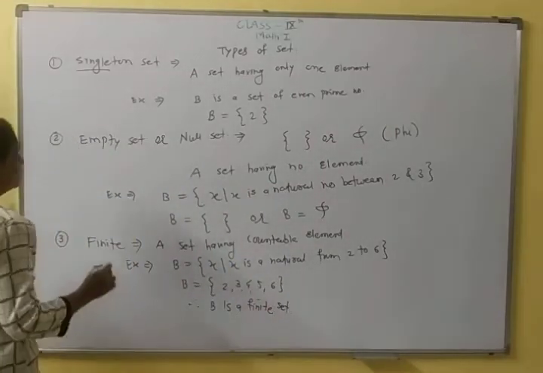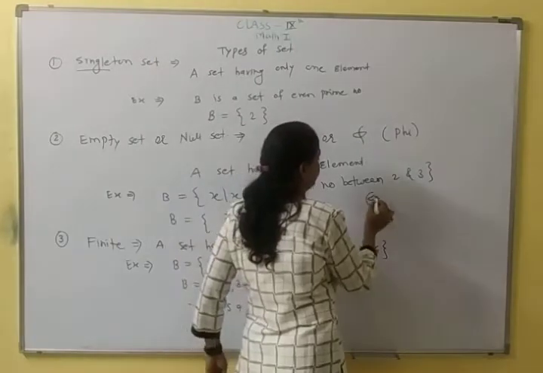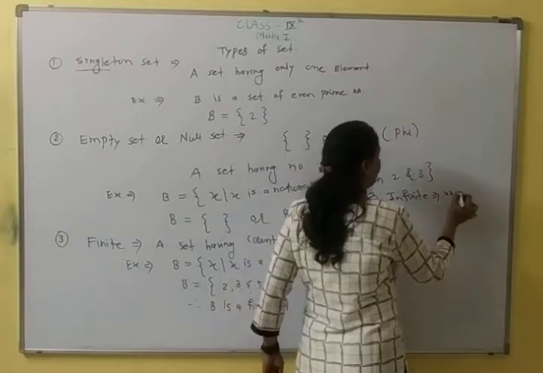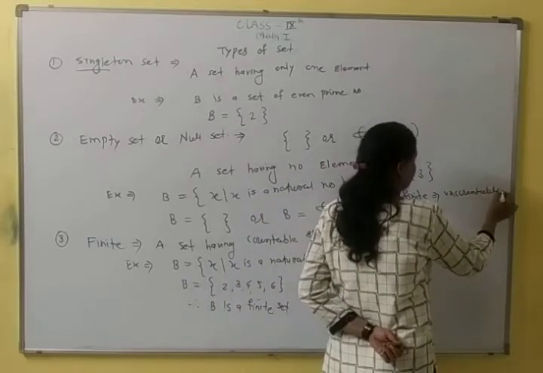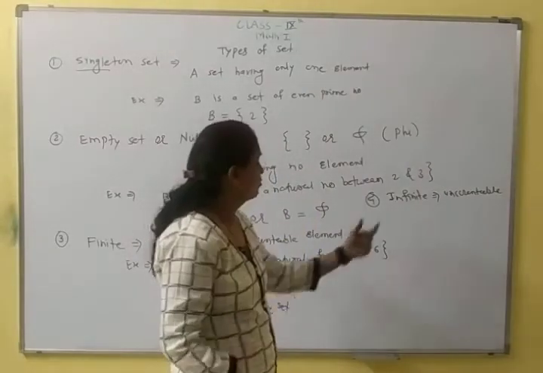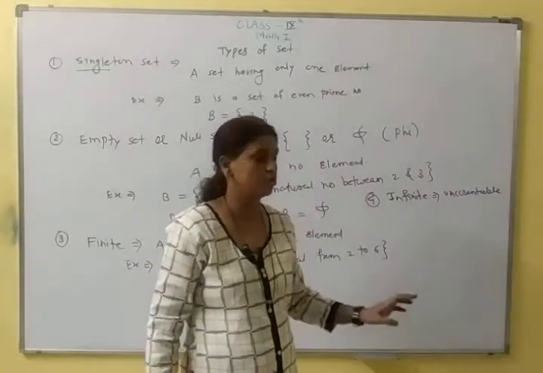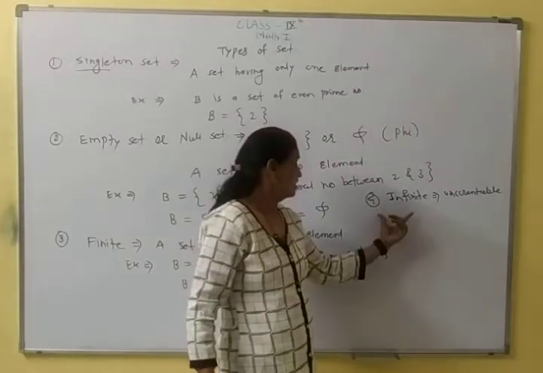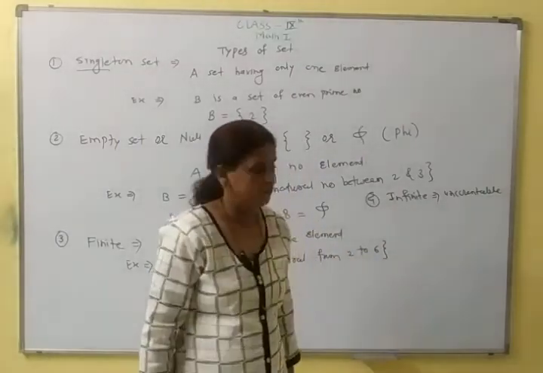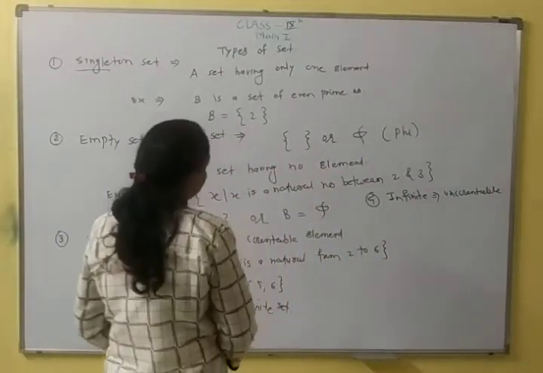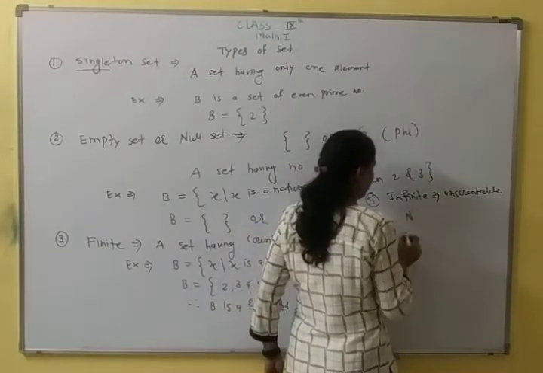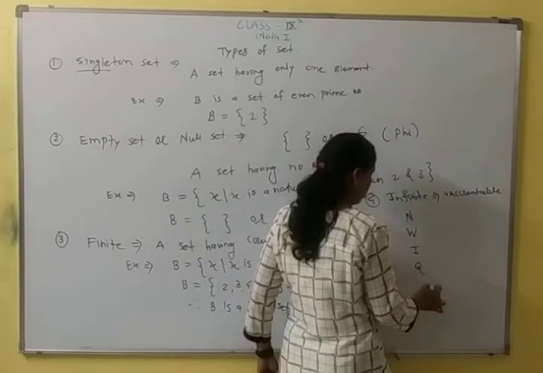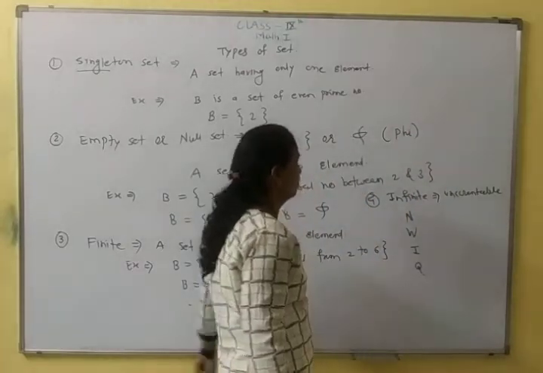And the last one is infinite. Uncountable sets are called infinite sets. So the set of natural numbers, set of whole numbers, set of integers, set of rational numbers, set of real numbers, all these sets are called infinite because they are uncountable.